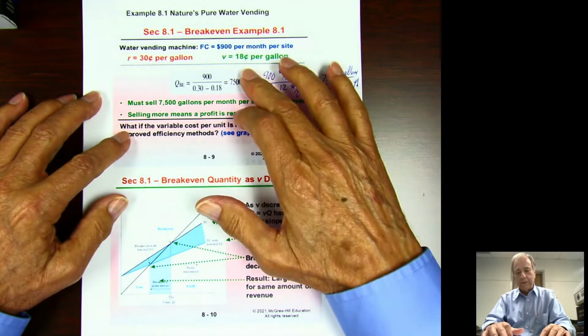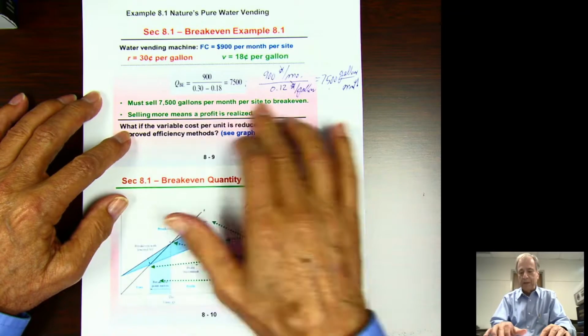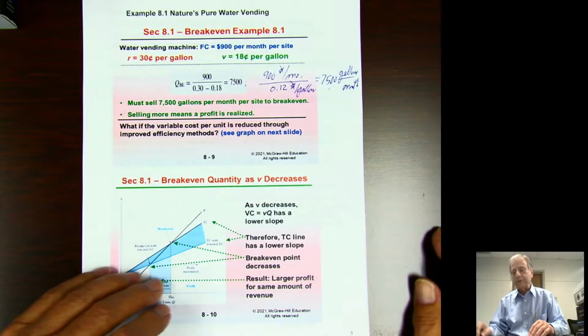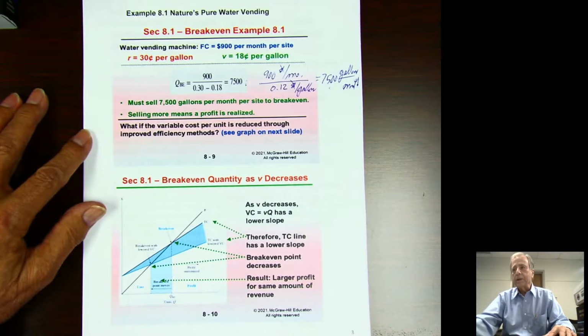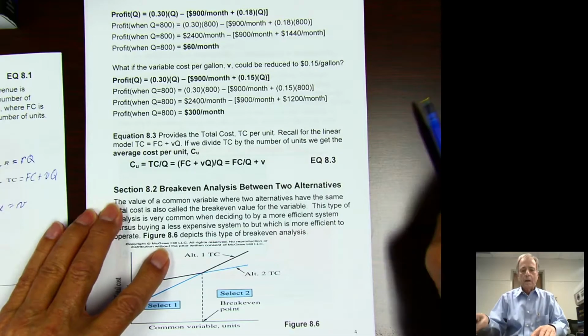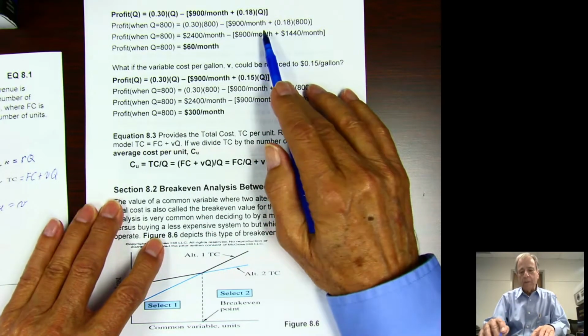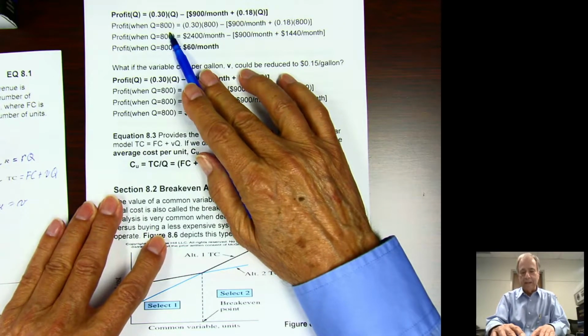Again, if this number is smaller because it's a negative in the denominator, this number is going to be much smaller. So that pretty much covers this area. The author then asked, well, how much profit would you make per month if you sold 800 gallons?